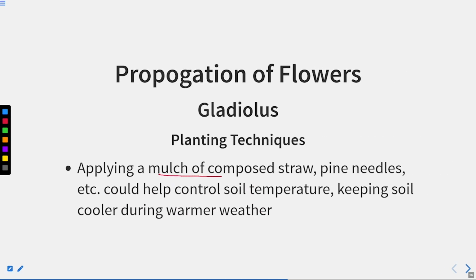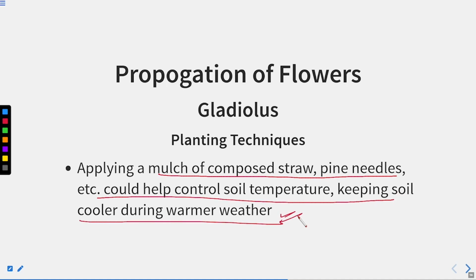Applying a mulch of compost, straw, pine needles, etc. could help control soil temperature and keep the soil cooler during the warmer weather. So if it is warmer weather, then we can cover the soil with the help of mulch or pine needles, so that can minimize the evaporation of water and that can maintain the soil temperature.